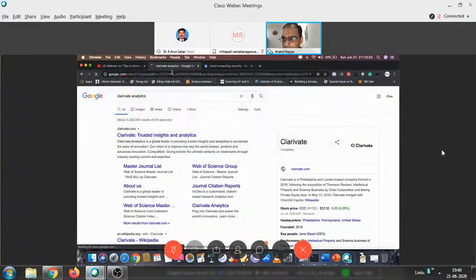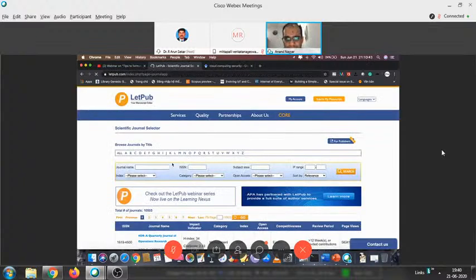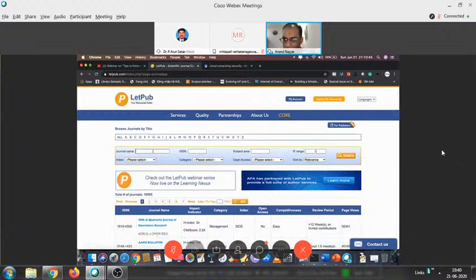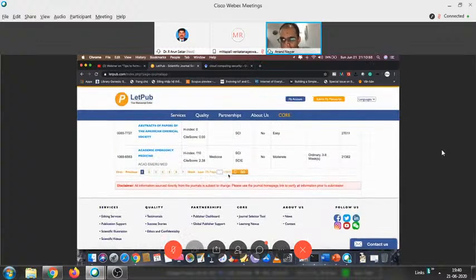That's called LetPub. If you go to LetPub, you can just click over here. And you can see that if you really want to find some journal, what exactly the journal is, what the impact factor is, what the other things are. You can just search the journal name, and it keeps itself updated. You can find all the journals over here, only SCI journals, everything. Whether it is free or paid, you can find the browse list. You can find all the list over here.